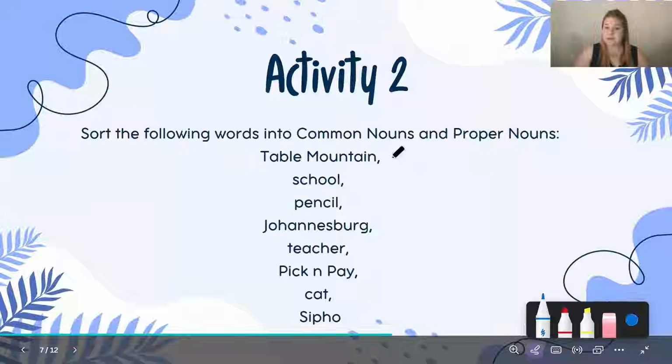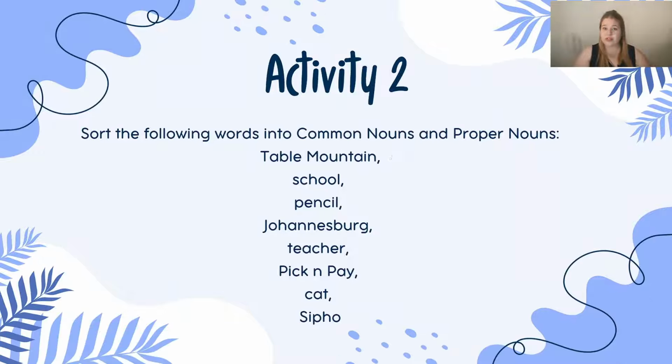Okay, Table Mountain, we've done this one. We have named it, so it is a proper noun. A school doesn't have a name, common noun. A pencil, if it's a branded pencil, it would be a proper noun, but in this case, it's just a pencil, it's a common noun. Johannesburg, and notice capital letters. Capital letters. This is a proper noun because it's the name of a place. Teacher doesn't have a name, common noun.